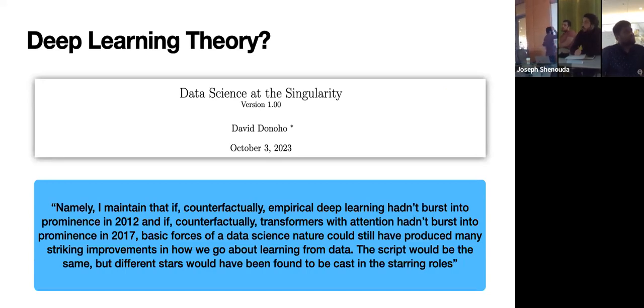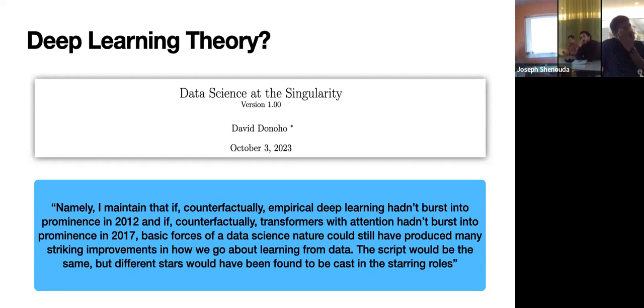And I think a nice quote from this paper David Donoho recently dropped was, he says this, and I'll comment on it. It says, namely, I maintain that if counterfactually, empirical deep learning hadn't burst into prominence in 2012, and if counterfactually, transformers with attention hadn't burst into prominence in 2017, basic forces of a data science nature could still have produced many striking improvements in how we go about learning from data. And this script would be the same, but different stars would have been found to be cast in the starring roles.